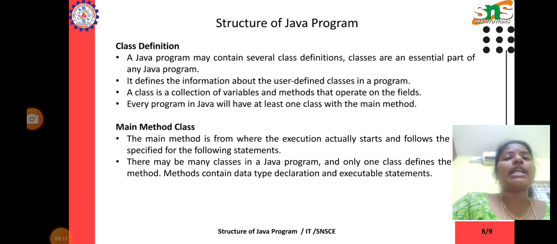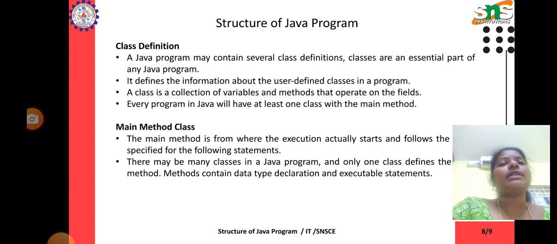Then class definition. A Java program may contain several class definitions. Classes are an essential part of any Java program. It defines the program information about the user defined classes in the Java program. A class is a collection of variables and methods that operate on the fields. Every program in Java will have at least one class with a method.